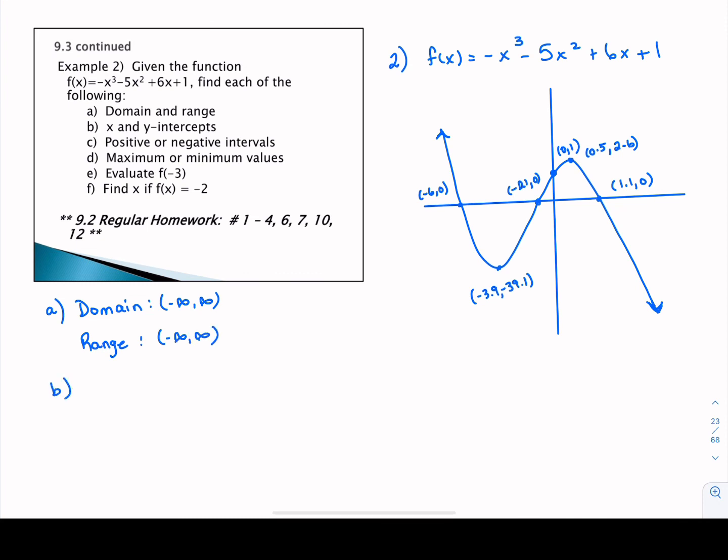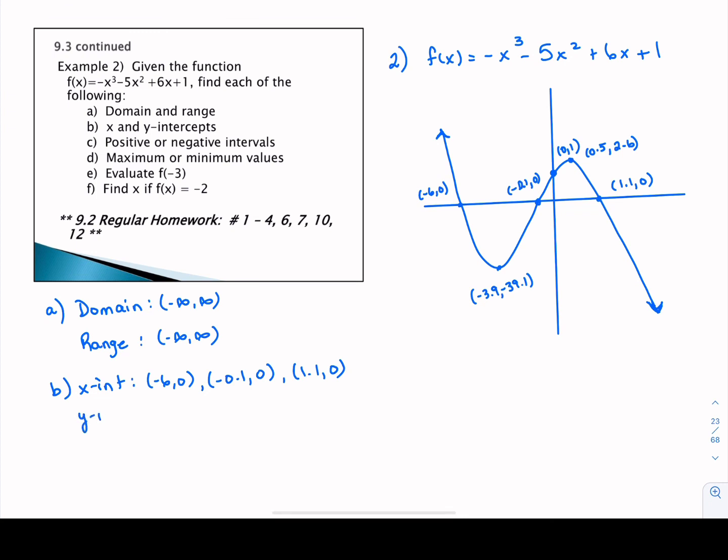Now we can record your x-intercepts properly here with good notation. So we have negative 6, 0 as an intercept. We have negative 0.10 as our second intercept, and we have 1.10 as that third intercept.